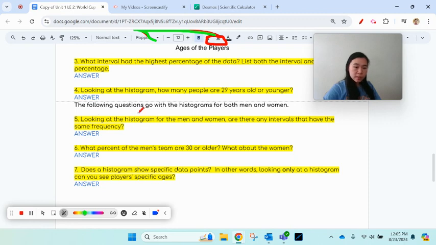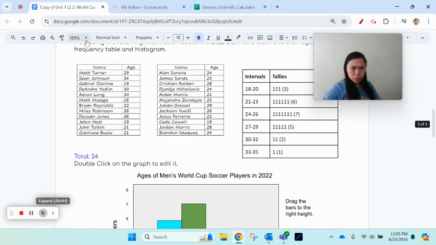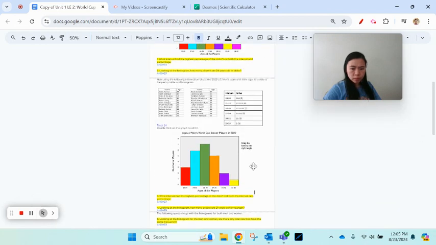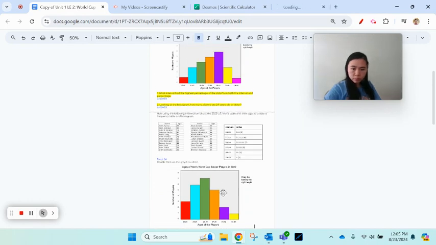Number 5. Looking at the histogram for the men and women, are there any intervals that have the same frequency? Okay, let me zoom out because we need to look at both histograms. So you can scroll back and forth. Okay, so red bar is the same interval between 18 and 20. Men's have more. The next bar between 21 and 23, the men have more. Then the women's have more.